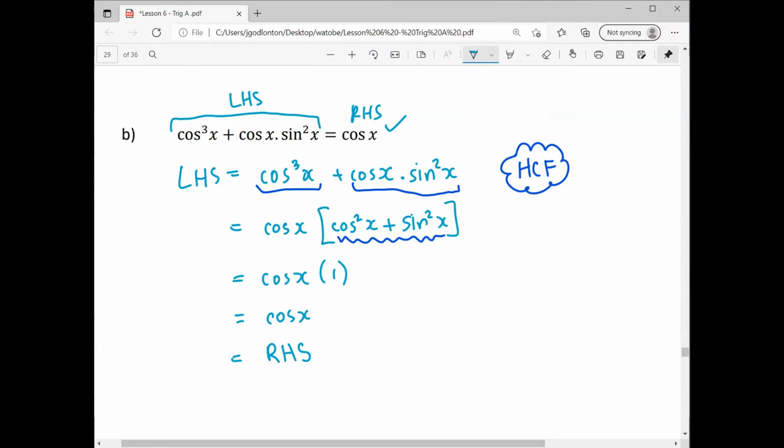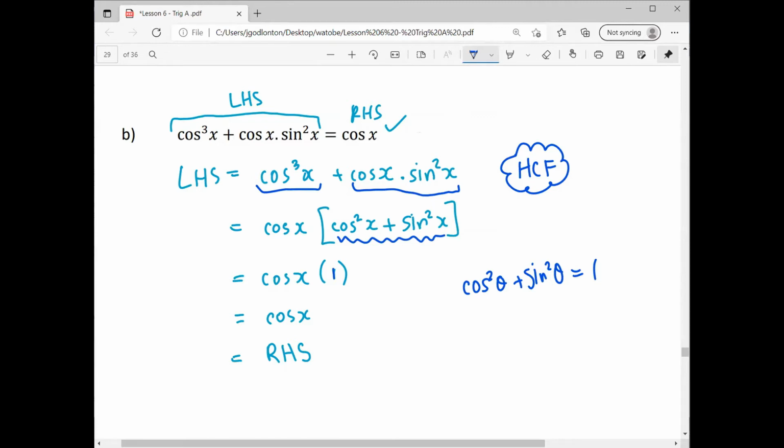I'm not hearing you great. Where did you get the 1 from? Oh, okay. So I get the 1 because it's one of my identities. So I know that cos squared theta plus sine squared theta is equal to 1. And so because that's cos squared and sine squared, I know that it must be 1. Oh, okay, thank you, ma'am. Okay, no problem.